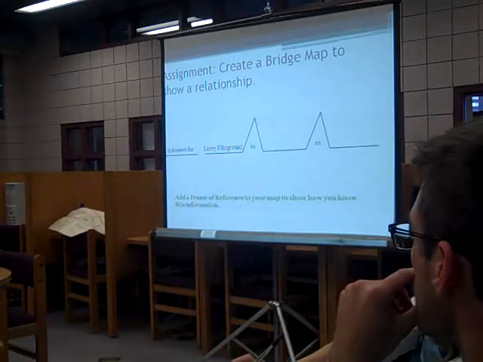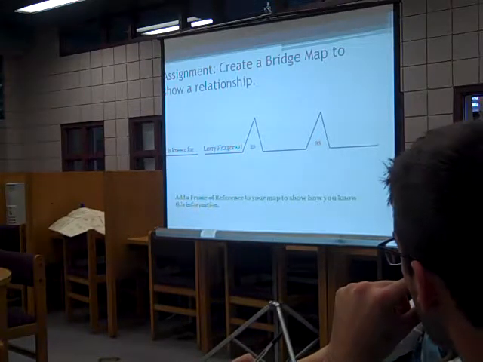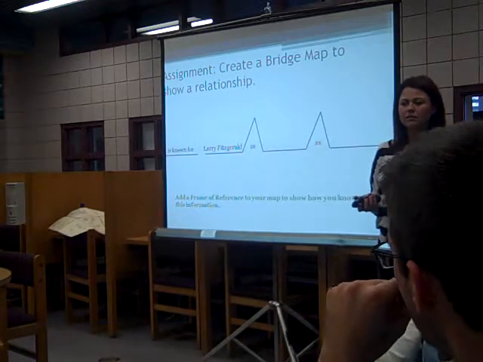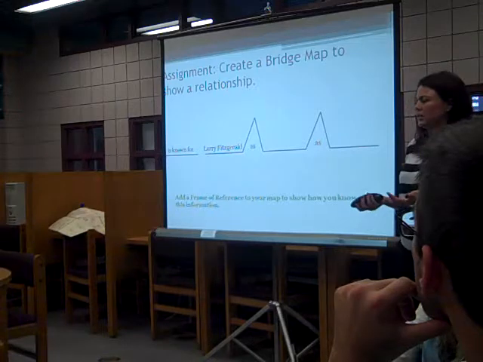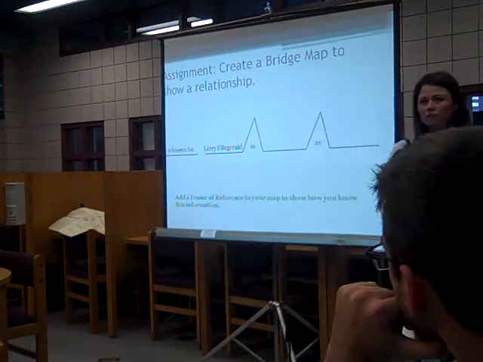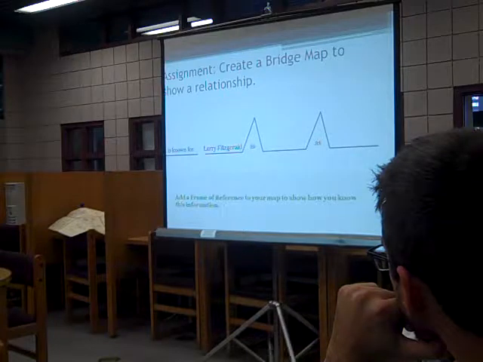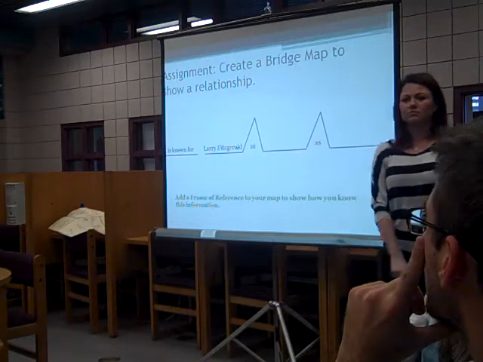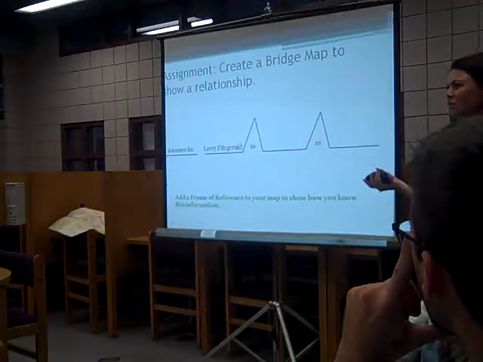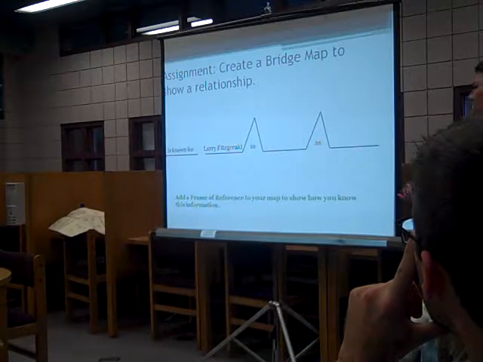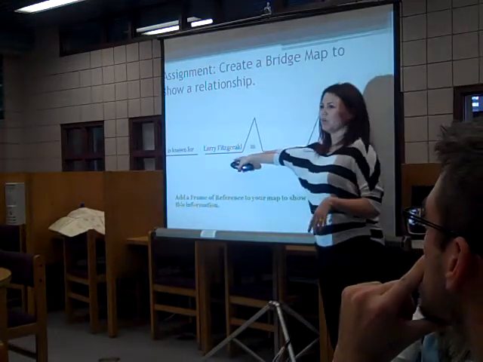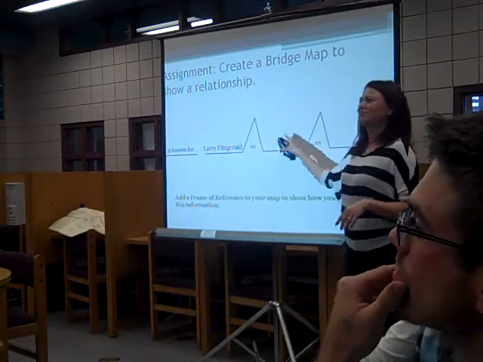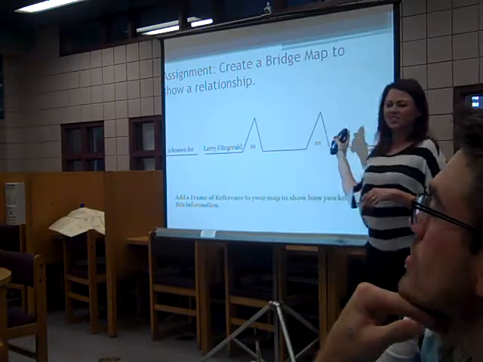Okay, so your assignment is to create a bridge map to show a relationship. And I started the map for you just because I thought it would be a little bit easier. So I gave you your relating factor, which is "known for," and the first part is Larry Fitzgerald. So I would say Larry Fitzgerald is known for, Cardinals player. Well, I would probably say is known for making touchdowns or whatever. You can put whatever you want. There you go. As, and so on, and so on, and so on.